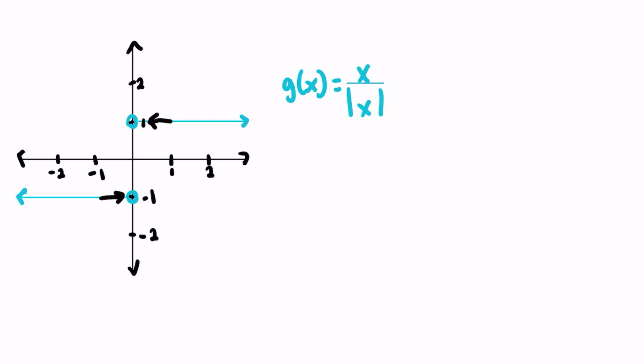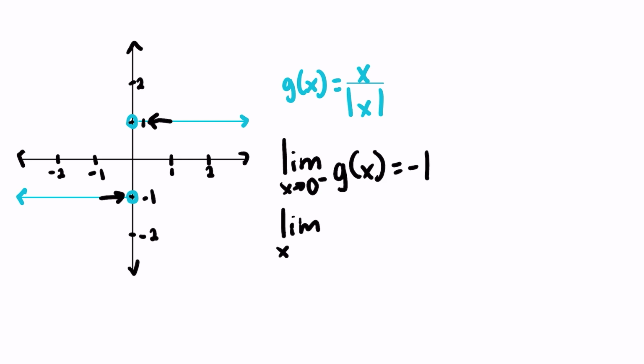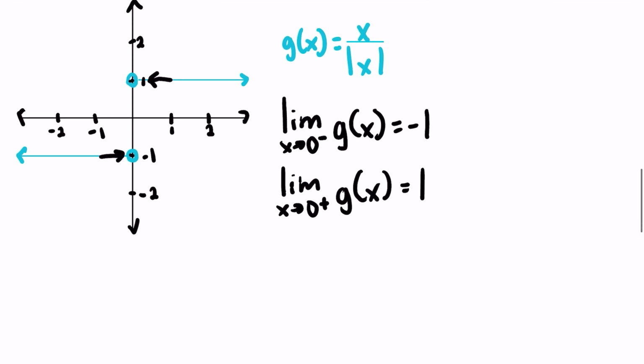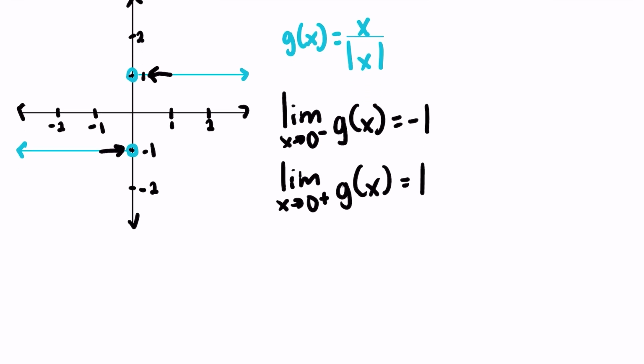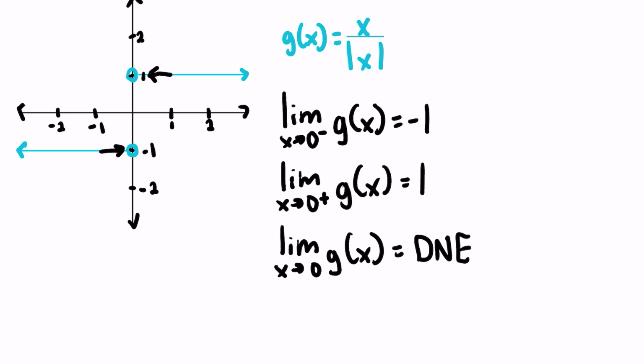So we can write this as two separate one-sided limits. We write this as the limit as x approaches 0 from the left, or from the negative side, of g of x equals negative 1. And then the limit as x approaches 0 from the right, or from the positive side, of g of x equals 1. So because these are different, if we were to try and just write the two-sided limit as x approaches 0 of g of x, what we would actually get is does not exist. We write that as DNE.